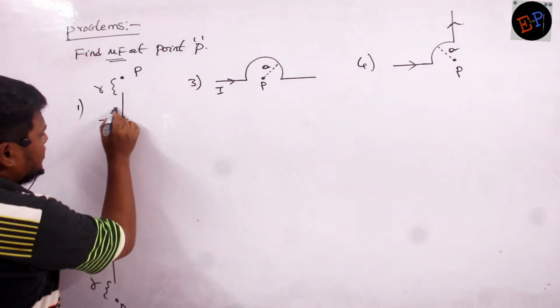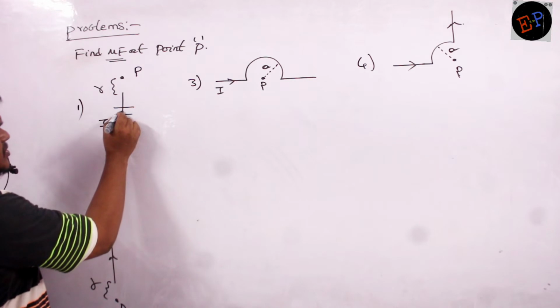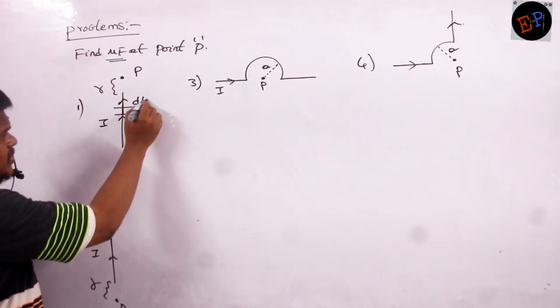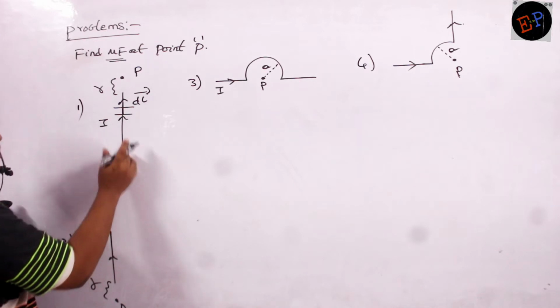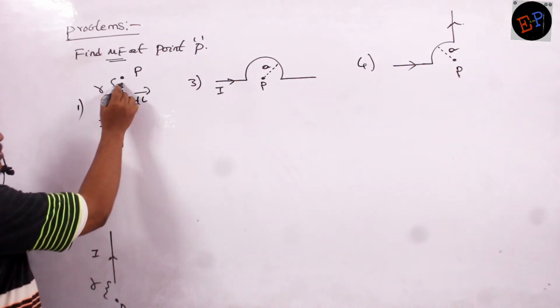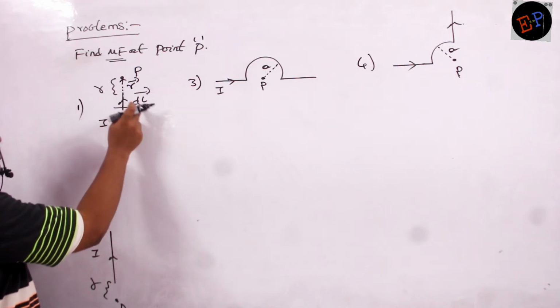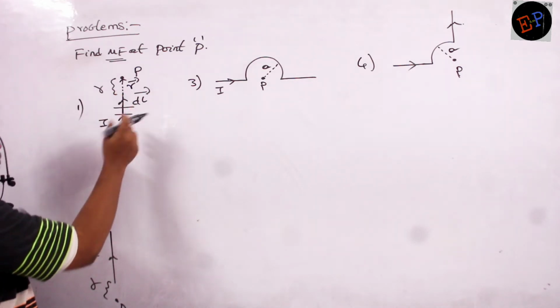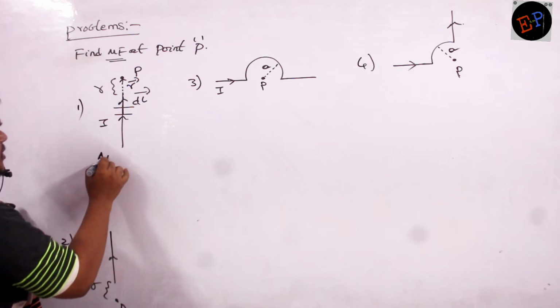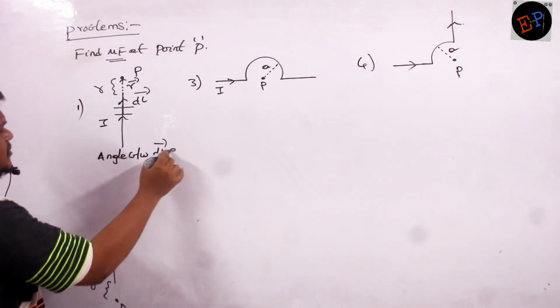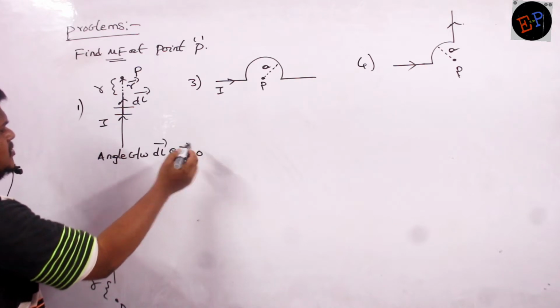See, for example, you take I dl. This is the dl direction. If I take a small current element, this is the dl direction. Clear? And from dl, you have to draw r also, no? r. So what is the angle between dl and r? 0. Okay? So the angle between dl and r is 0.